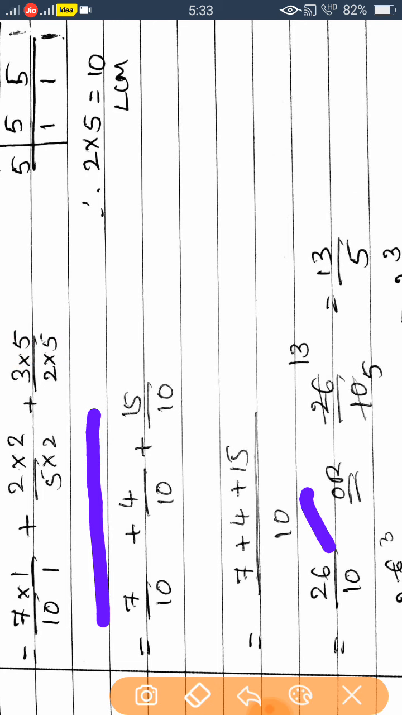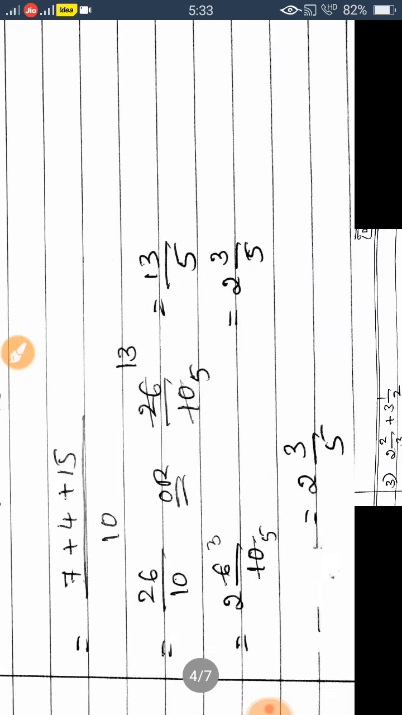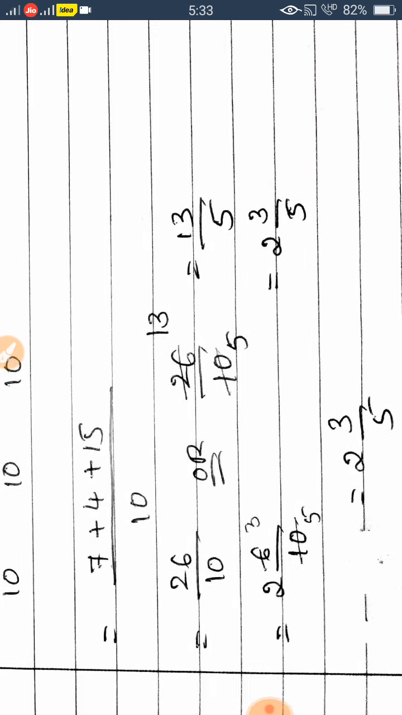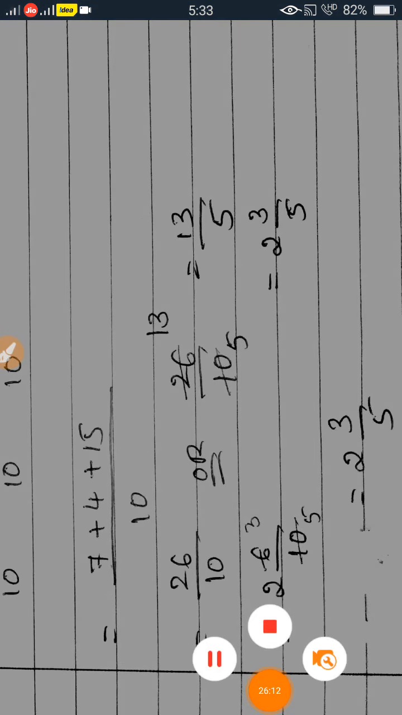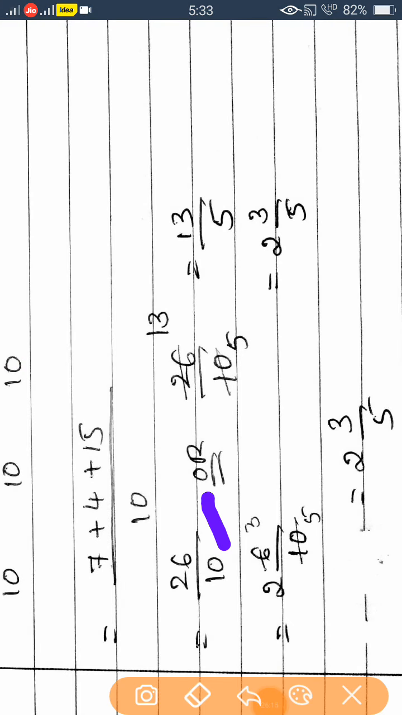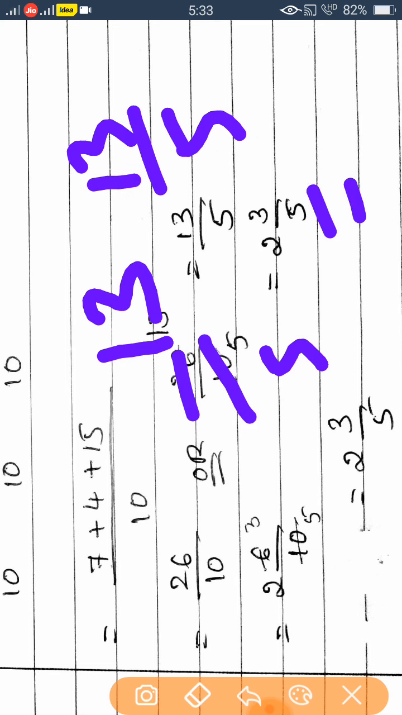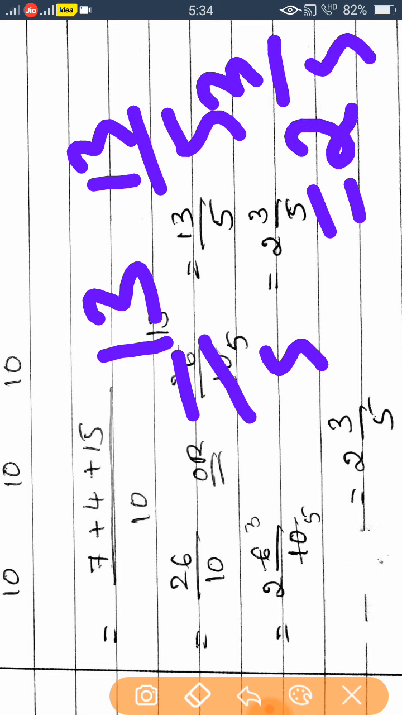So here, 26 by 10, we can solve it two ways. How? 26 divided by 10. Directly, see, 26 and 10 both come in the table of 2, isn't it? So by 2 we can cancel. 2 5s are 10, 2 13s are 26, so we can write 13 by 5. That 13 by 5 is an improper fraction, so by dividing, 5 2s are 10, remainder 3, so 2 and 3 by 5. This is also the answer, correct.